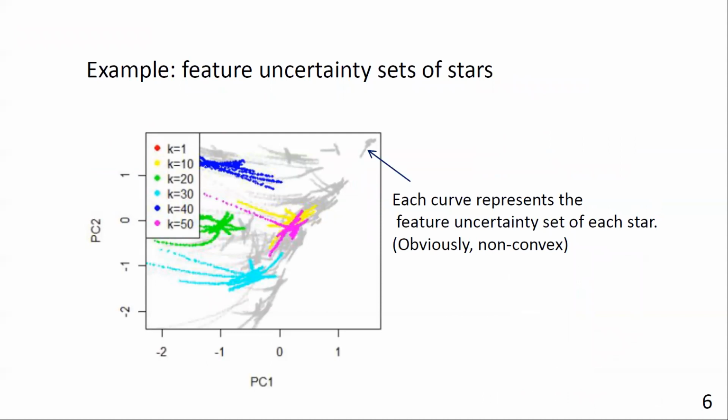Okay, and here, as an example, I show a two-dimensional PCA plot of the conserved feature and the uncertainty set. Each gray curve represents the discrete feature uncertainty set for each star. And obviously, as you can see, the uncertainty set for features is non-convex. We would like to apply clustering algorithms to these features and uncertainty sets.